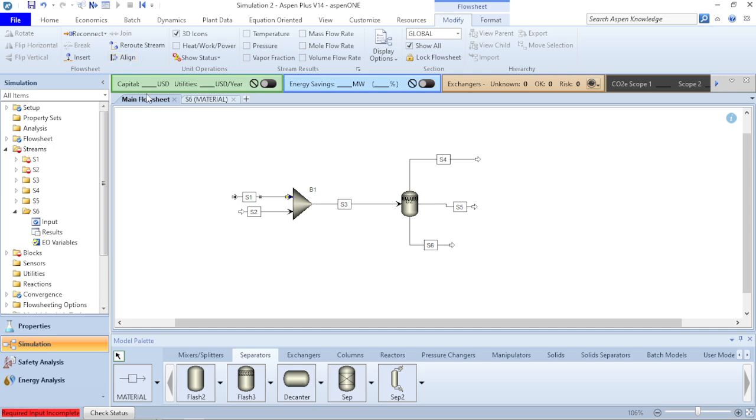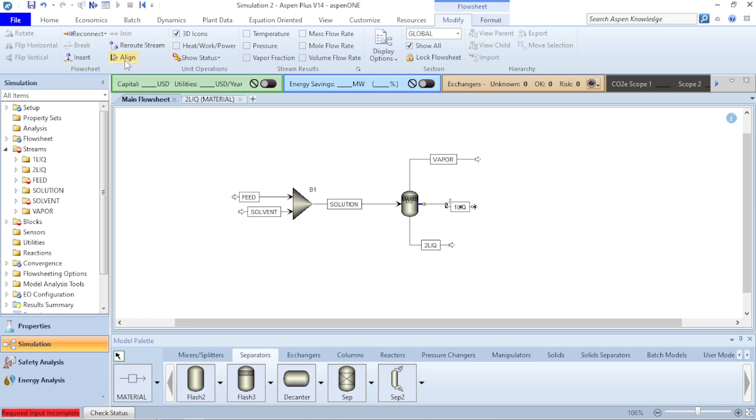Straighten this. Okay, so the first stream we're going to be having here is our feed. Let's call it feed. Second one, we'll call it the solvent. And then this place you just call it solution. Can call this one vapor. Can call this first liquid LIQ, and then call this second LIQ.